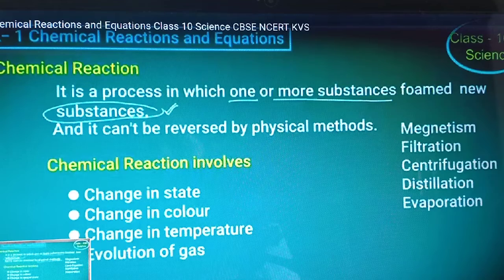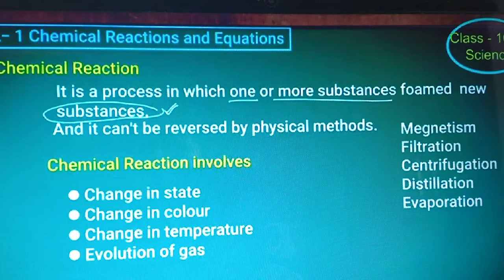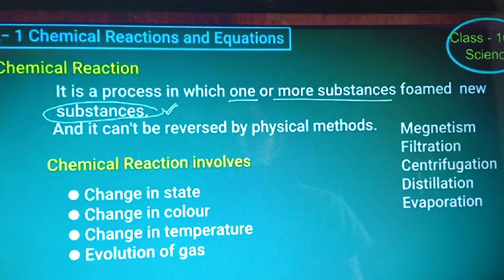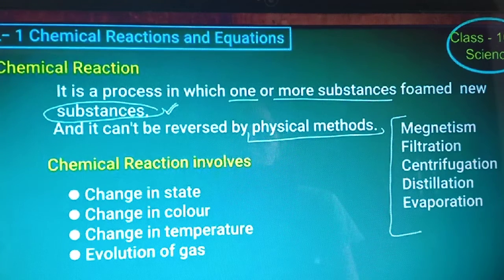What are the physical methods that we already studied in the 9th standard? There are several physical methods like centrifugation, distillation, evaporation, filtration, etc. In this kind of chemical reaction, we cannot separate the substances by a physical method.